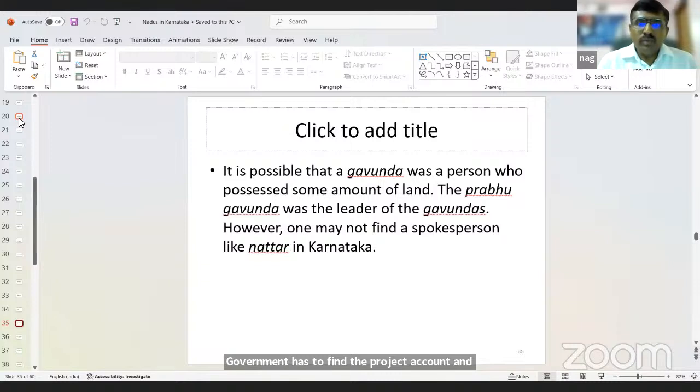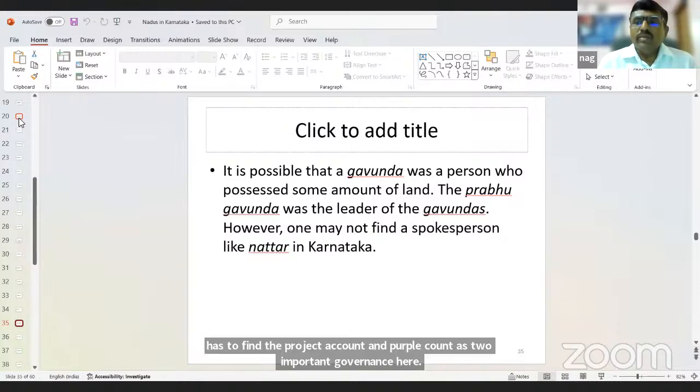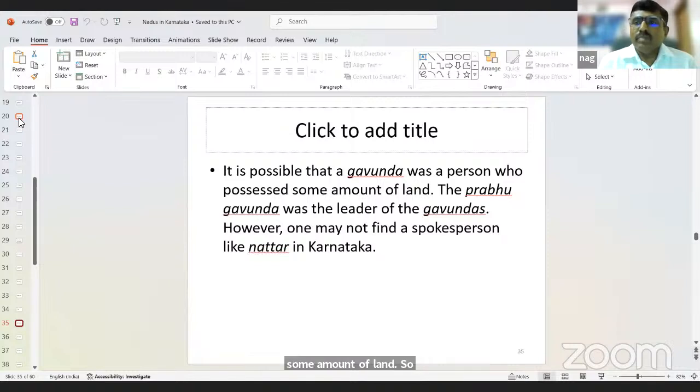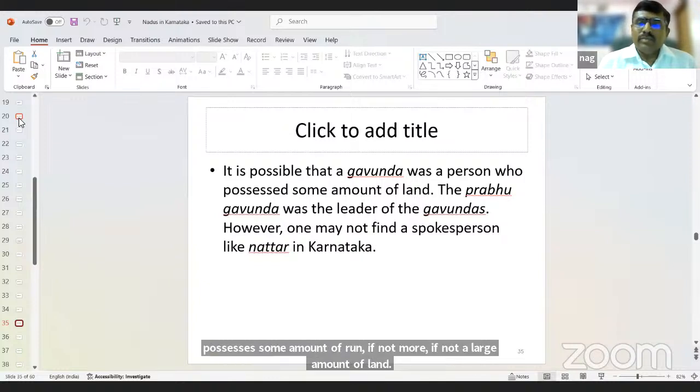Now, Gaunda was a person who possessed some amount of land. So Gauda, or Gaunda, or Gamunda, is a person of authority, a person who possesses some amount of land, if not a large amount of land. Prabhu Gamunda was the leader of the Gaundas, as we mentioned.